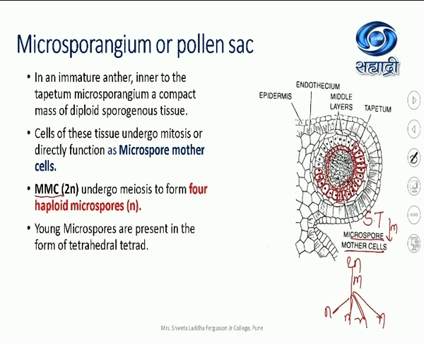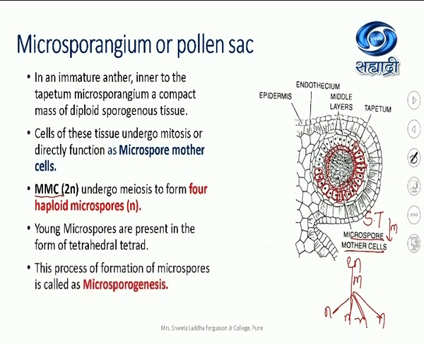Young microspores are present in the form of a tetrahedral tetrad. What is the meaning of the word tetrahedral tetrad? Look at this picture. This type of arrangement of the cells, they are 4 in number, but they are arranged in such a pattern. It is called a tetrahedral tetrad. This process of formation of microspores is called microsporogenesis. I think now it has become very easy for you.